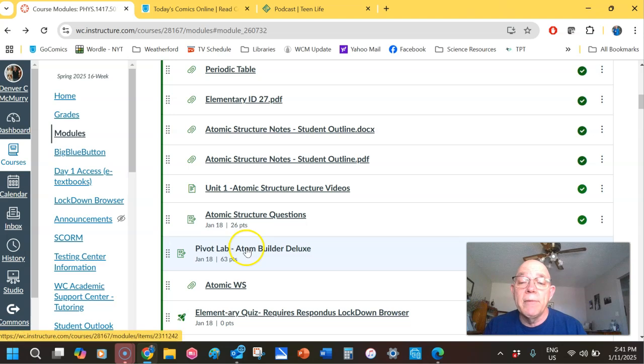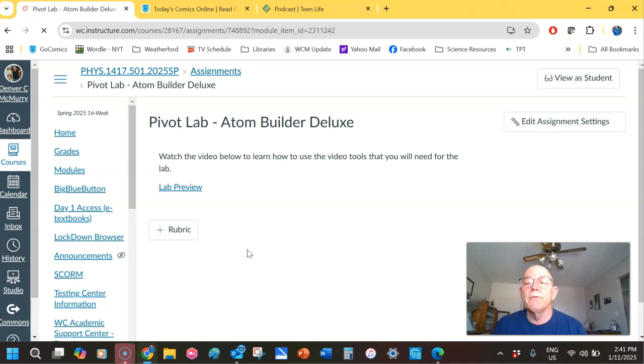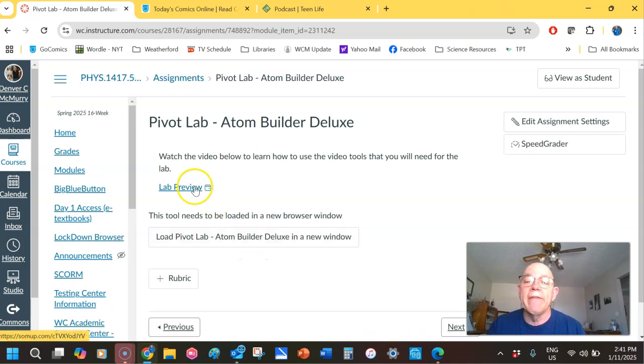So each one will have a pivot lab. If you click on the pivot lab, it should take you to this page, and there will be a lab preview. If you click on this, it will open up a video, and the video will go over what you need to know, how to use the lab. Some of them are pretty straightforward. Some of them you may not know how to do. So just a little preview.